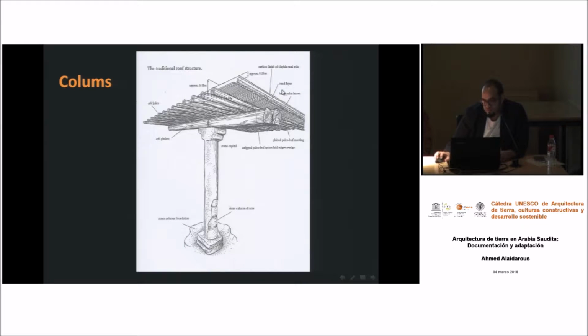Vale, las vigas principales y las viguetas son de madera, de un tipo de madera. Tamarisk. Tamarisk, yeah. It's a local timber. Y luego hay una capa de hoja seca y luego 15 centímetros de una capa de barro que se deja secar durante 10 días y luego se superpone otra capa de barro.